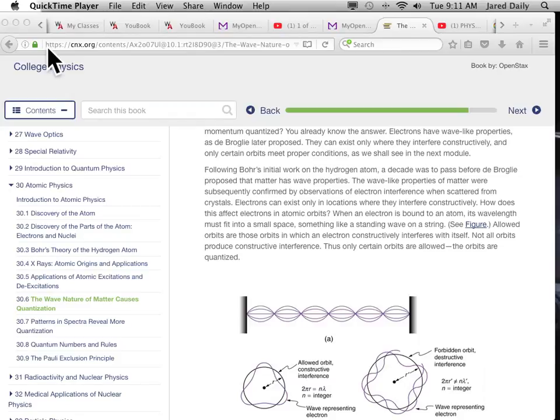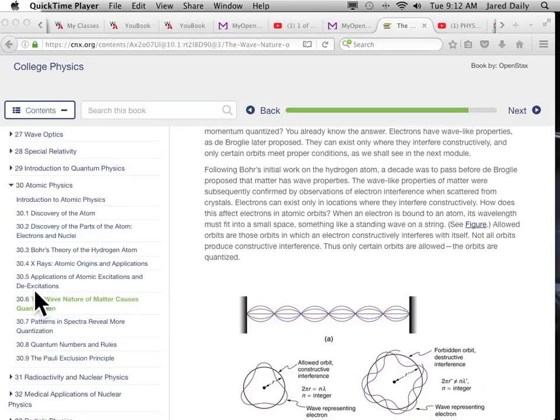So we covered a lot of ground actually last time. Sections 1 through 5, we talked about discovery of the atom, parts of the atom, electrons, nuclei, Bohr's theory, X-rays. You know, the characteristic X-rays that each different material gives, that kind of stuff, and the applications of atomic excitations and de-excitations.